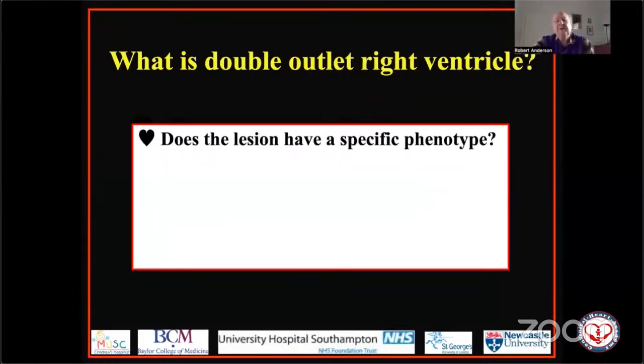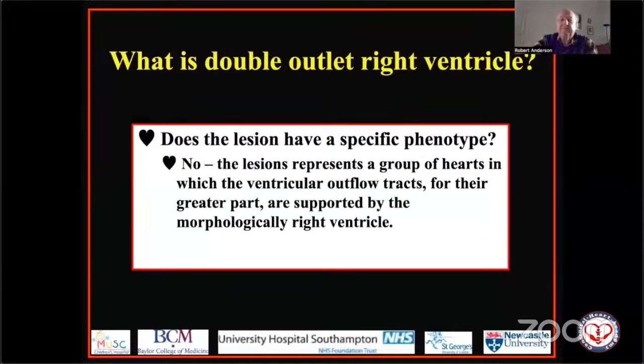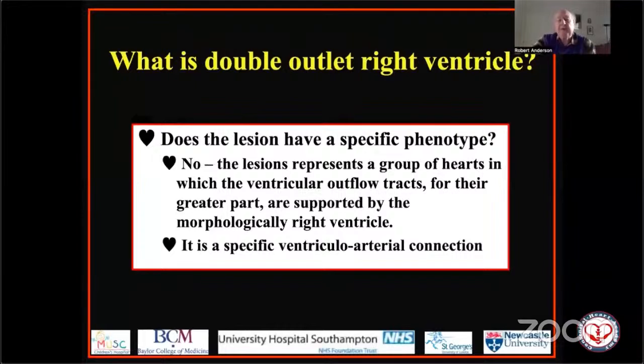But let's start by getting rid of one of the problems. Does double outlet right ventricle have a specific phenotype? Here, the answer unequivocally is no, because we're going to show you today that there are several phenotypes that are joined together because the outflow tracts are supported predominantly by the morphologically right ventricle. So there are several phenotypes that make up this group because it is specifically a ventriculo-arterial connection.